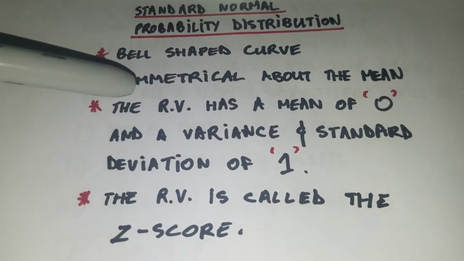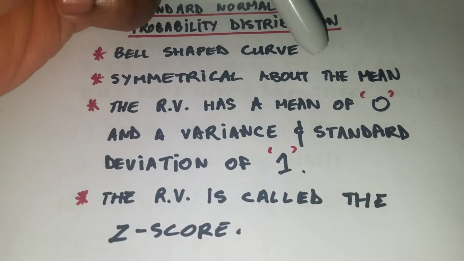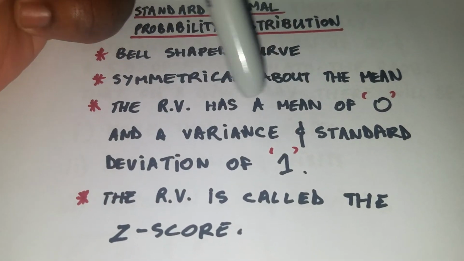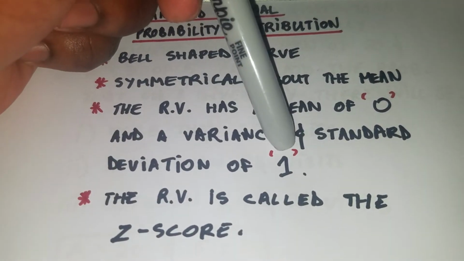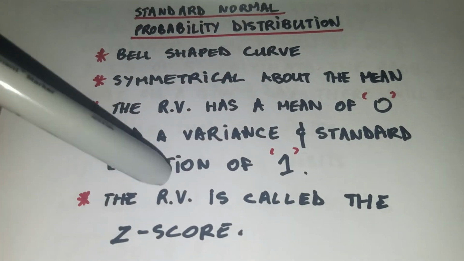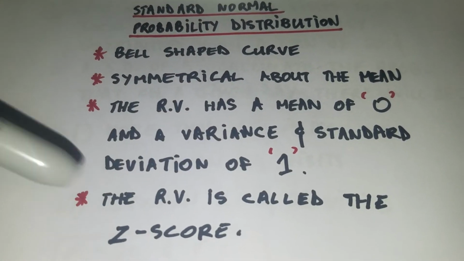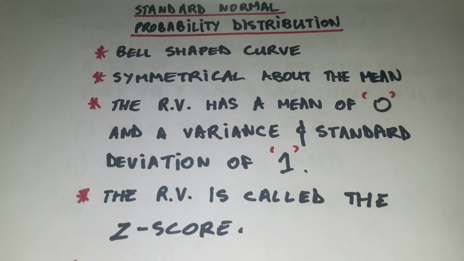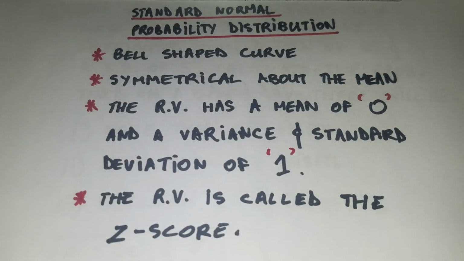Third, the random variable has a mean of 0 and a variance and standard deviation of 1. Fourth, the random variable is called the z-score, or it can also be called the standard score.